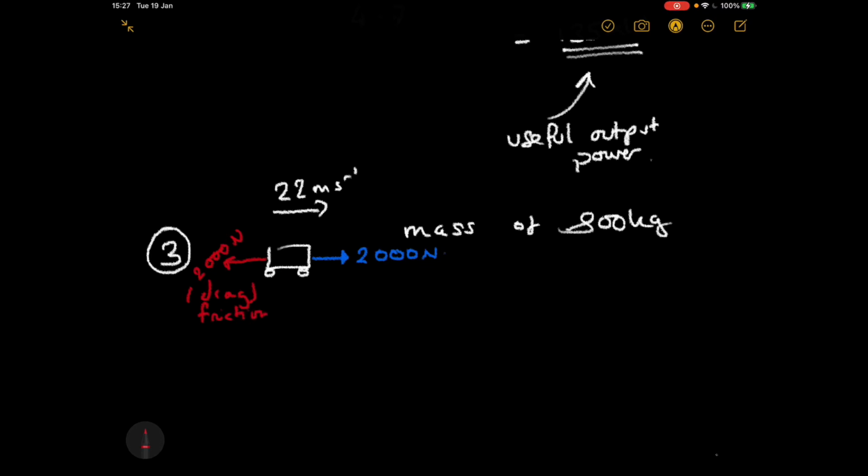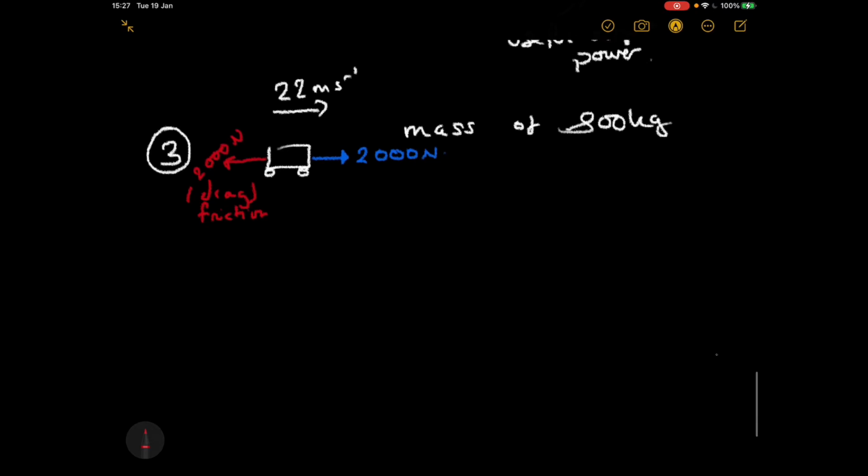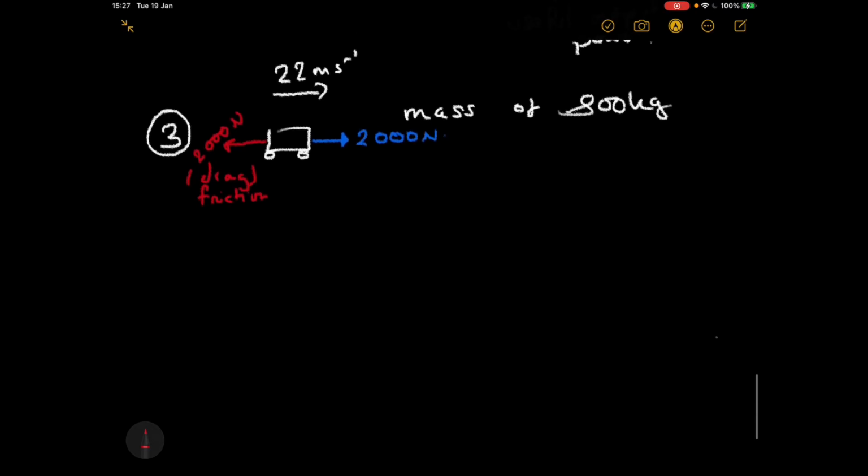So the question here is, well, what's the power in this situation? Like, can we work out the power in this situation? To start with, it seems a bit weird to think of power in this. What's the power of this? Because this car is going to travel at a constant speed, there's no gain in kinetic energy.